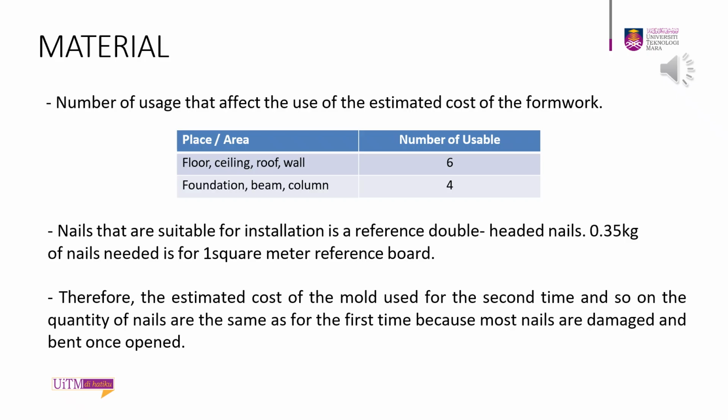In terms of fixings, double-headed nails are commonly used. About 0.35 kilograms of nails is required for every square meter of formwork board. However, nails usually get bent or damaged after use, so the same nail quantity is needed every time the formwork is installed, even when the panels are reused. Therefore, while formwork boards can be reused, nail costs remain constant for each use.